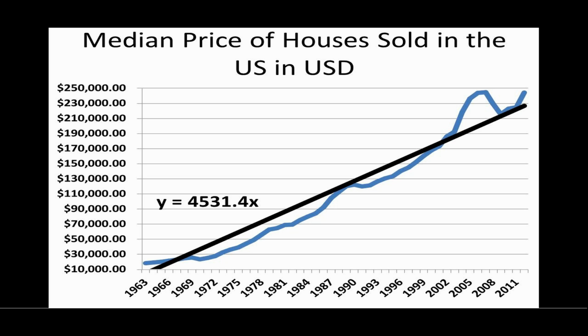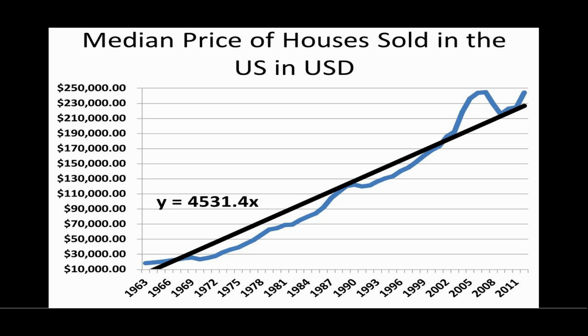Starting in 1963, and the black line is a linear regression line. Now for this one I had to set the intercept at 0, because if I didn't, then the black line would go under the x-axis, meaning that house prices were negative at some point, which makes no sense. If I left it like that, it would only show the prices of homes going up even faster in terms of USD. But to make it easier to understand, I set the intercept at 0 so that we don't deal with negative prices for homes. And what we're left with is 4,531.4x equals y, and that's that black line.